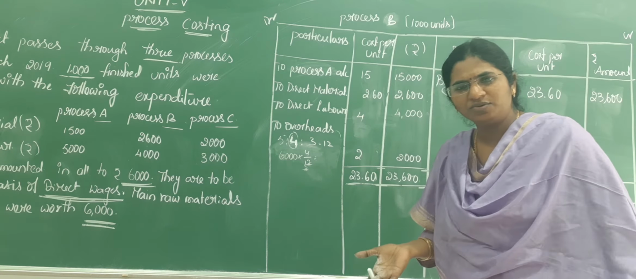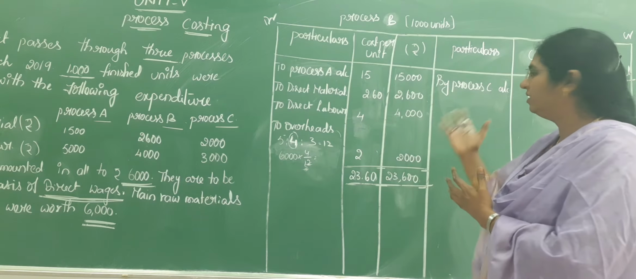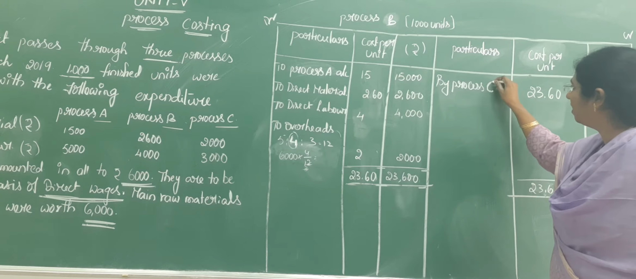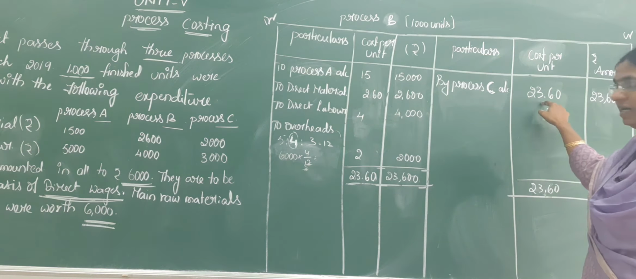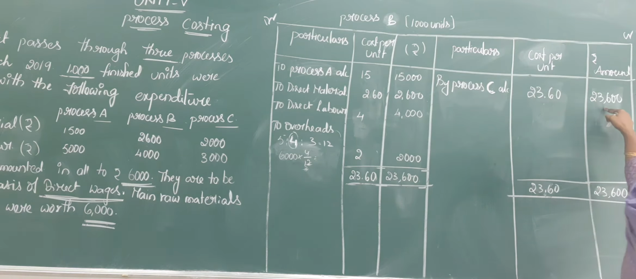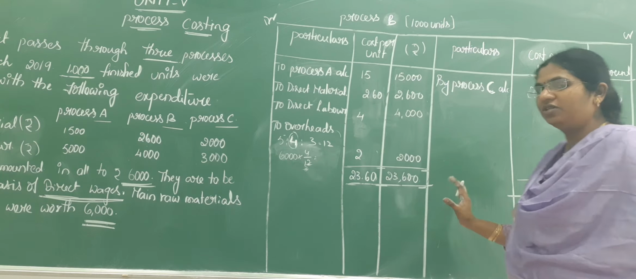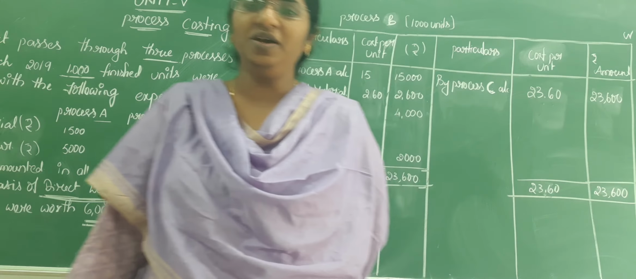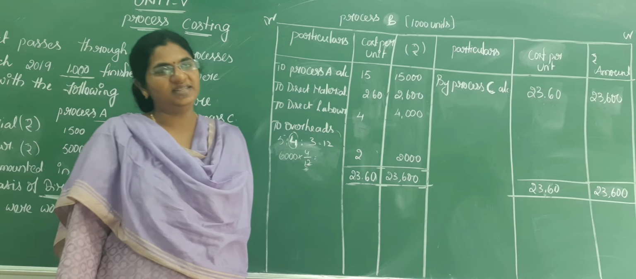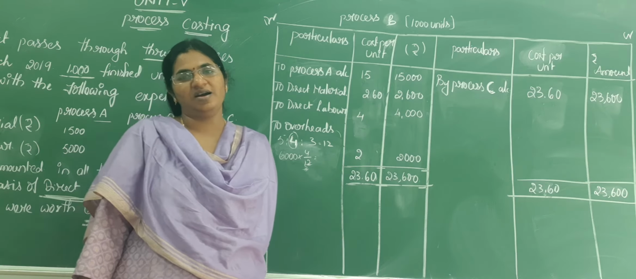What we need to do here, students? We just need to transfer it to process C. That's what I have written on the board. So by process C account, 23 rupees 60 paisa per unit cost and 23,600 total amount, and you need to close on both the sides. Okay, so when we are doing it, students, we need to be very careful how many finished units are given, what is the value of raw material, how much labor cost is given, and the overhead cost.